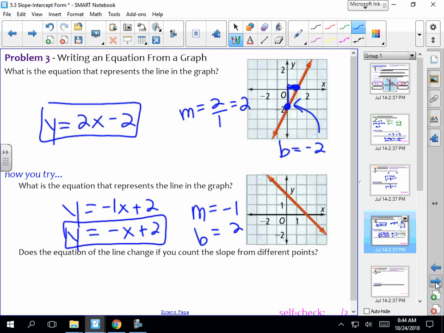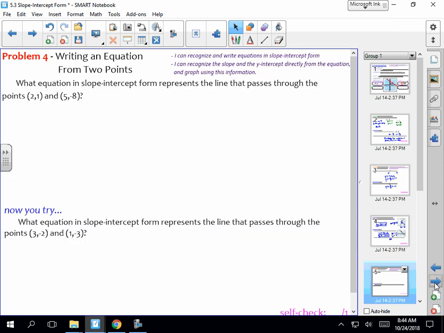Does the equation of the line change if you count the slope from different points? No. I mean, I could count it from here to here as a slope of negative 1, or I could look at it and compare from here to here. Then it's just negative 3 over 3, which is still negative 1. So it doesn't matter. The slope shouldn't be changing.